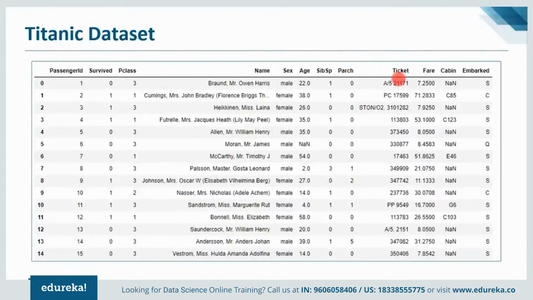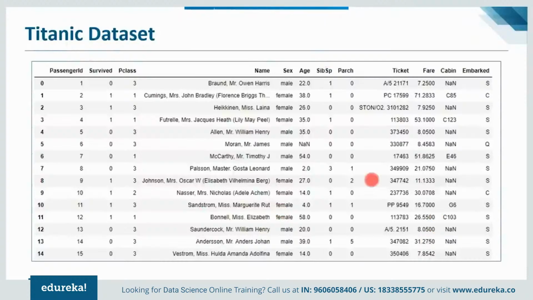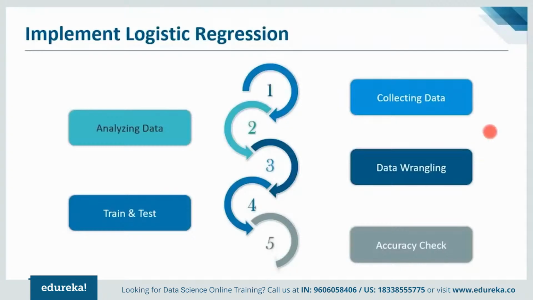Then we have the ticket number, we have the fare, we have the cabin number, and we have the embarked column. In my embarked column, we have three values: S, C, and Q. S stands for Southampton, C stands for Cherbourg, and Q stands for Queenstown. So these are the features that we'll be applying our model on. Here we'll perform various steps and then we'll implement logistic regression. These are the various steps which are required to implement any algorithm. In our case, we are implementing logistic regression.